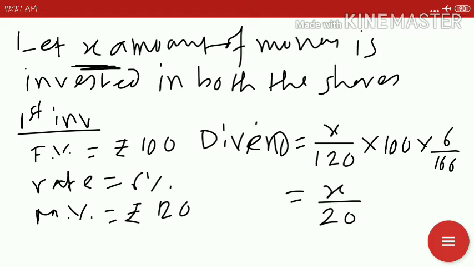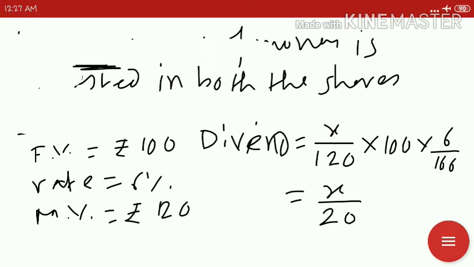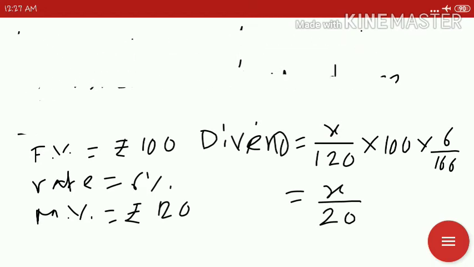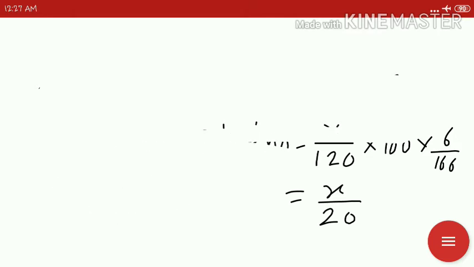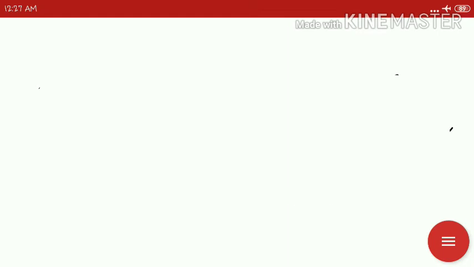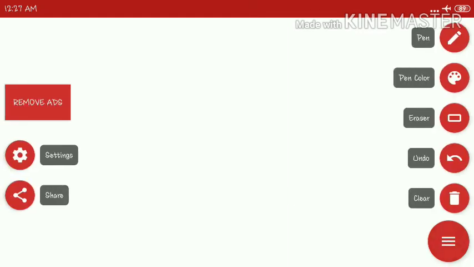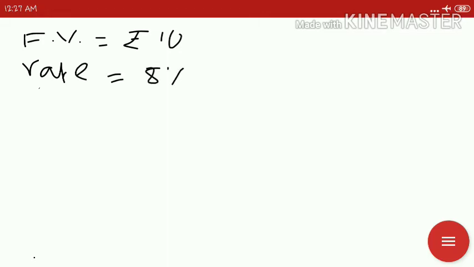Okay, similarly we will do the same thing for the second investment. For the second investment, we will take the same amount of money as X, and already I have mentioned that the face value, the rate and the market value are given. In the second investment the face value is rupees 10, rate 8%, market value rupees 15.